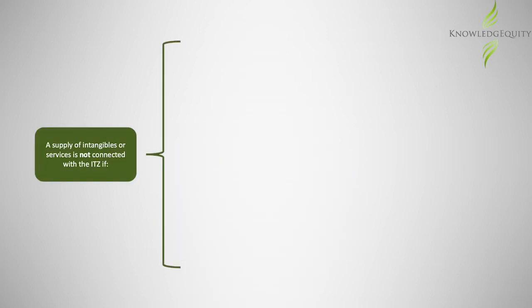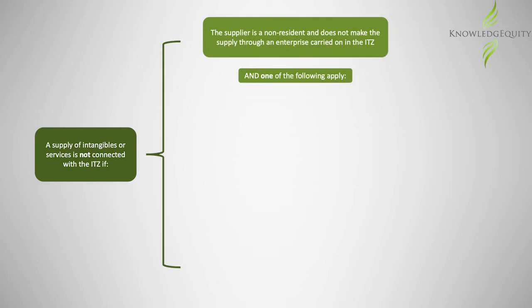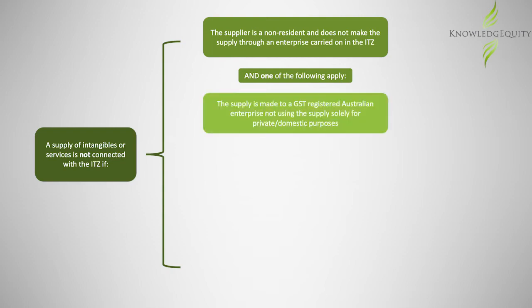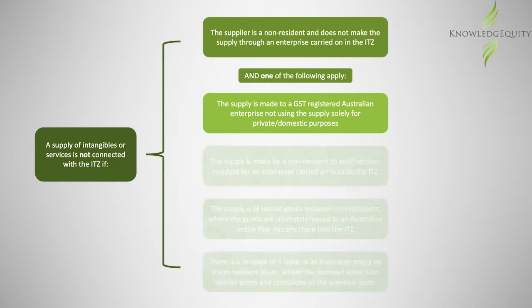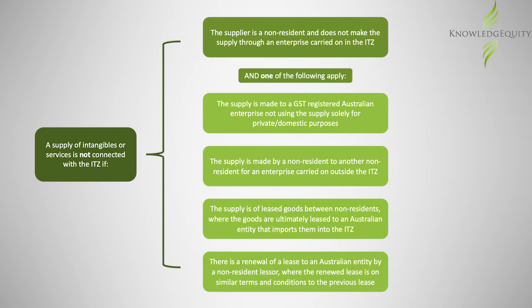Under the GST legislation, a supply of intangibles or services from an overseas entity to an Australian consumer may not be connected with the indirect tax zone, resulting in no GST liability. Where the supplier is a non-resident and does not make a supply through an enterprise carried on in the indirect tax zone, and the supply is made to a GST-registered Australian enterprise that is not using the supply solely for private purposes, GST will not apply. This exception also applies in some other situations involving supplies by non-residents not carrying on an enterprise in Australia.